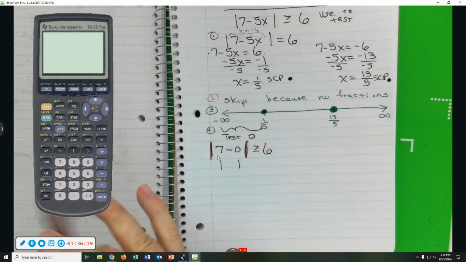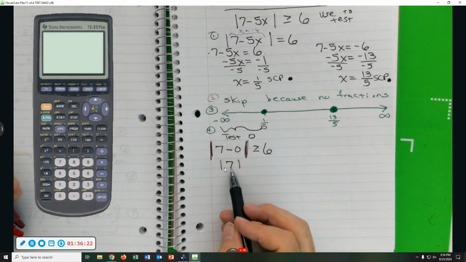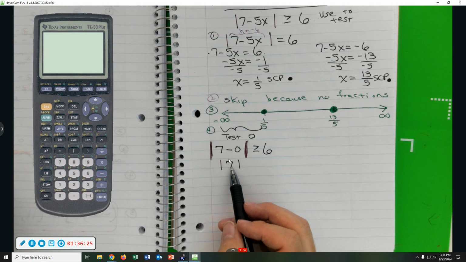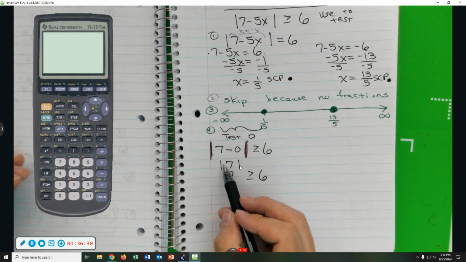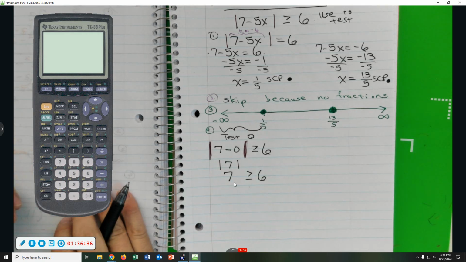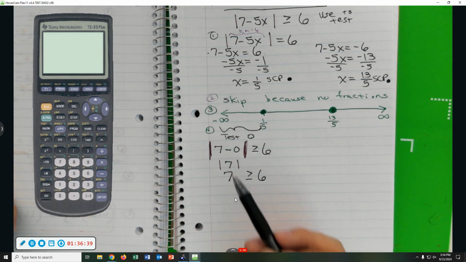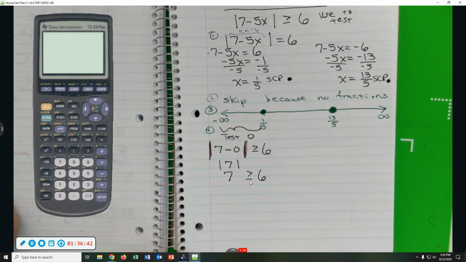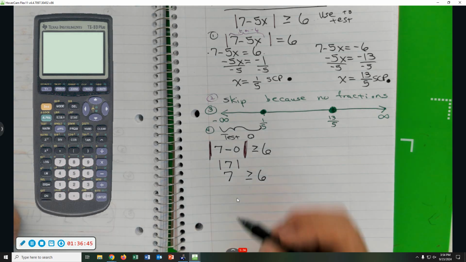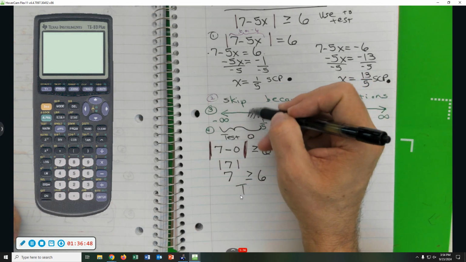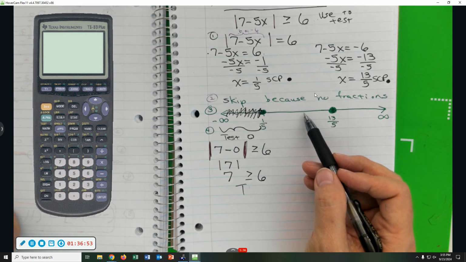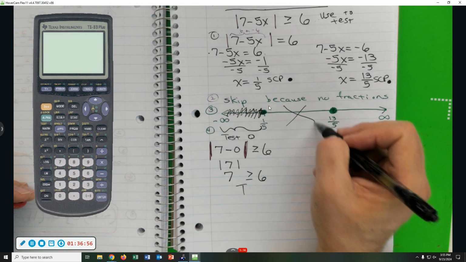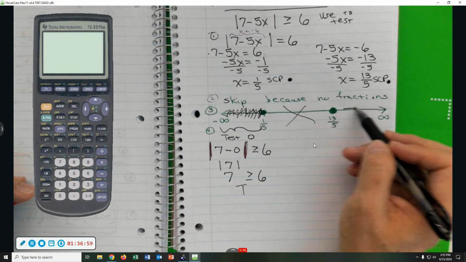We have the absolute value of 7 and the absolute value of 7. How many units away is 7 from 0 on a number line? It's 7 units. You can have a negative inside the absolute value bars, but once you rewrite it without the absolute value, it better not be negative. The absolute value of 7 is 7. True or false? True. So a shade here. True or false? False. Here. True.